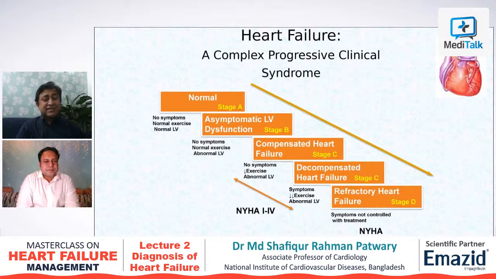So in stage A and B, there are usually no sign or symptom of heart failure. C and D are heart failure stages. In C, we see that there is a group of compensated heart failure patients, who have no symptom, but reduced exercise capacity and abnormal left ventricular function. Decompensated heart failure is also in stage C. The patient has a symptom, with more decrease in exercise capacity and abnormal left ventricular function. Stage D is the refractory heart failure.